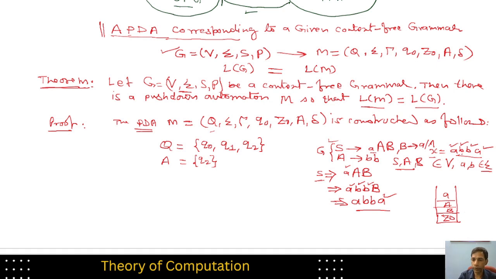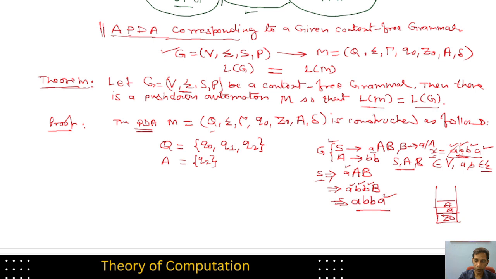So the top of the stack becomes a, and you are given the input x. x is abba, and the leftmost symbol of this string is a. So the matching is done, and you have to delete this. Now once you have deleted it, the top of the stack is again a non-terminal. The first symbol you have already matched, and now you have the non-terminal A.